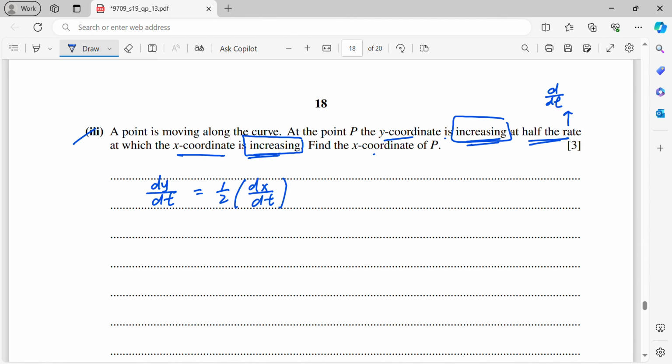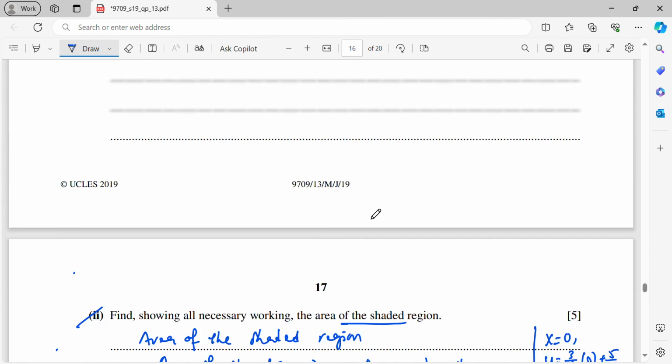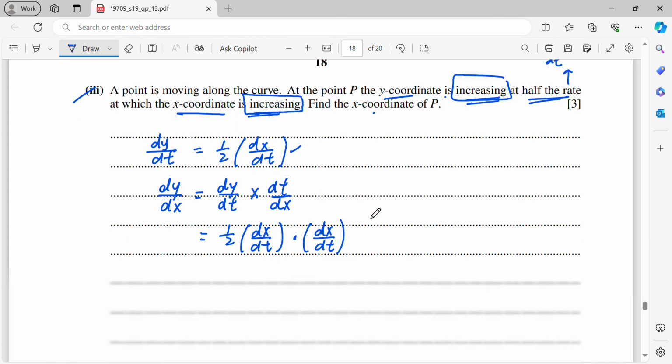And now you need to find out what is the x. So from here, since it involves dx dt and dy dt, I will just say dy dx is dy over dt times dt over dx. This is the chain rule, right? So now dy dt is half of dx dt. Then you times with dx dt. So now, what is our dy dx? Go back to the question.